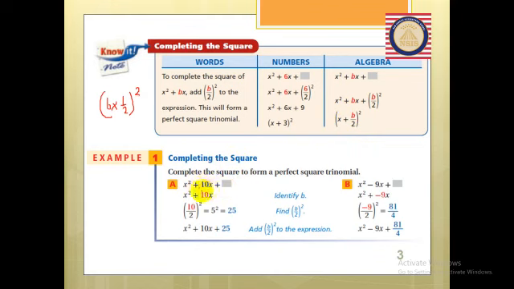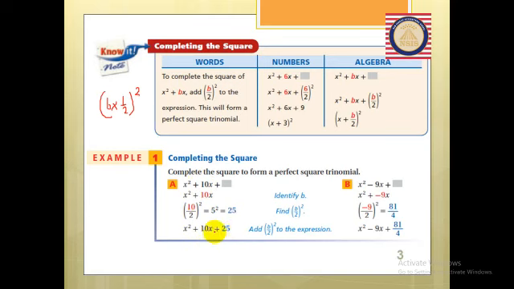So my b is what? 10. So I'm going to take the 10 and half it, then square it or power it 2. 10 divide 2 all power 2. 10 divide 2 is 5. 5 power 2 is 25. Very good. So my equation is x power 2 plus 10x plus 25.